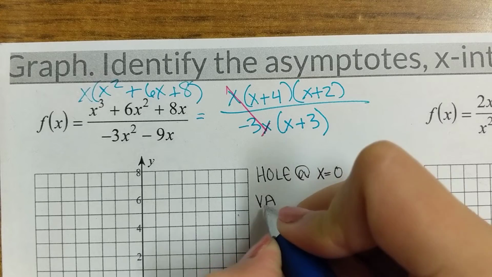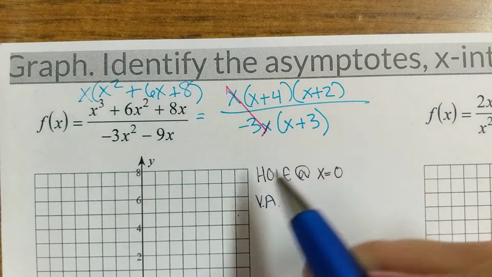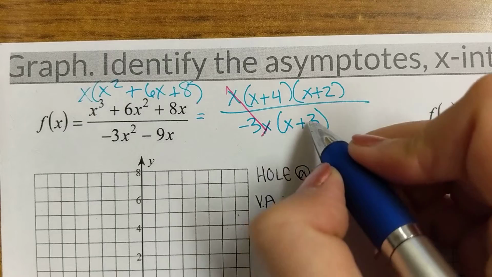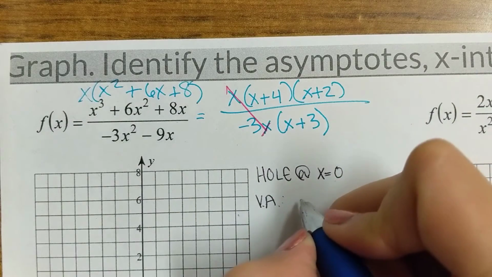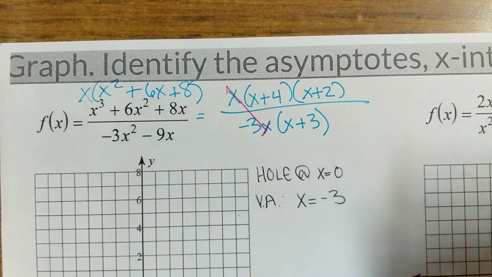Vertical asymptotes. Vertical asymptotes are anything else in the denominator that makes it equal to 0. x plus 3 equals 0, so my vertical asymptote is x equals negative 3.